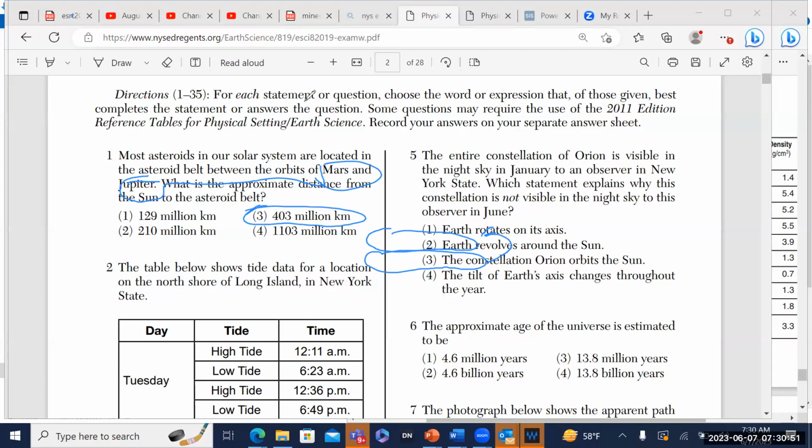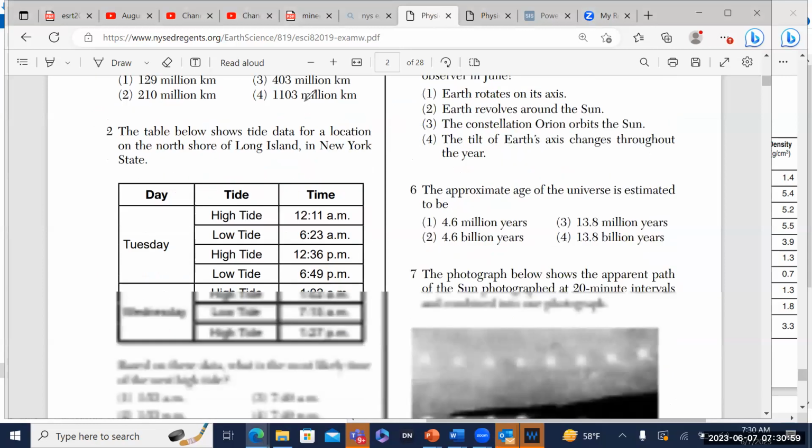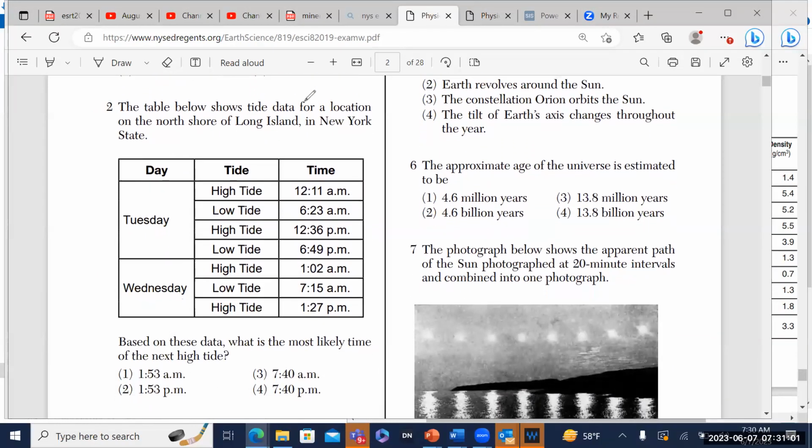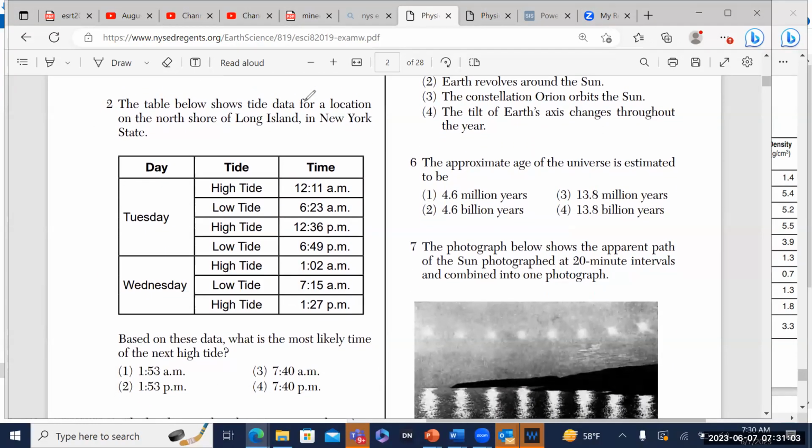All right, since the asteroid belt is between Mars and Jupiter, you have to look at the distance between Mars and Jupiter. Let's take a look at number 2. Number 2 says, the table below shows tide data for a location on the North Shore of Long Island in New York State. They give us the high tide and the low tide for Tuesday and Wednesday. Based on these data, what is the most likely time of the next high tide?